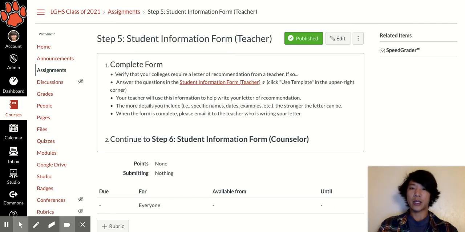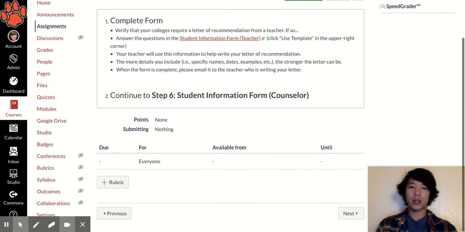Okay, to help your teachers write a really strong letter of recommendation for you, we've provided you with this student information form. It includes several questions and information about you to help your teacher include details in their letter of recommendation. Some teachers may have their own version of this that they may prefer you to fill out, so please talk to them if they do. That was my timer telling me to hurry up.